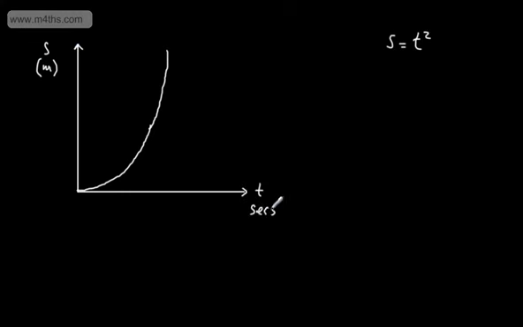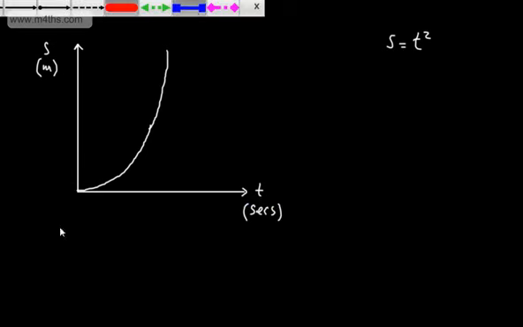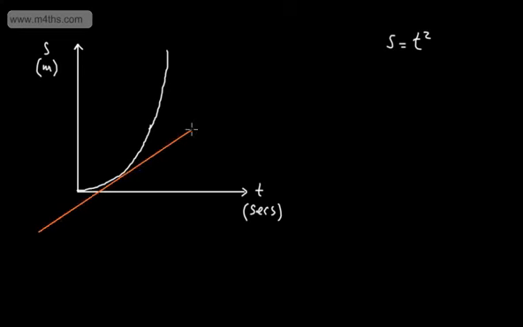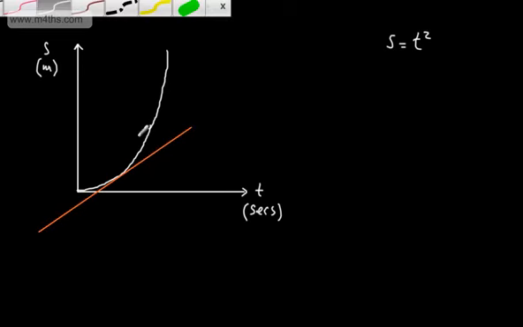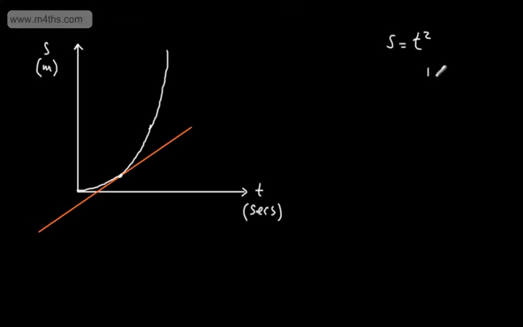If we consider now, what we're looking to do is find the gradient of the tangent at any given point. So if we first think about a tangent now, it is a straight line that is going to touch this curve. So if we take this point right here, let's just say that this is 1, 1. So if we've got t is equal to 1, s is going to be equal to 1. If t is equal to 2, s is going to be 4. If t is equal to 3, s is going to be 9.